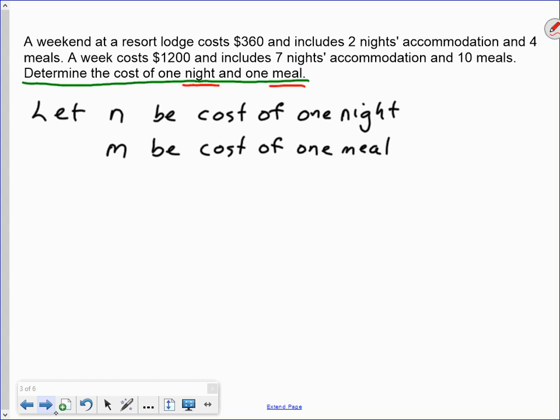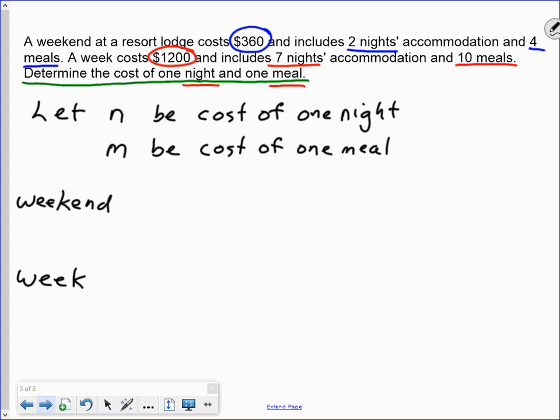Okay. So what do they tell us? Well, they tell us a weekend at a resort costs $360. That's the total amount. Okay. And that includes 2 nights and 4 meals. Okay. They give us another total that is a total cost, $1,200, 7 nights, and 10 meals. So these are going to be our 2 equations. We are going to have an equation for the weekend, and an equation for the week.